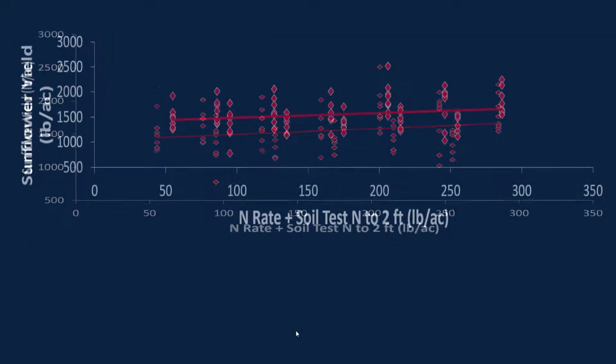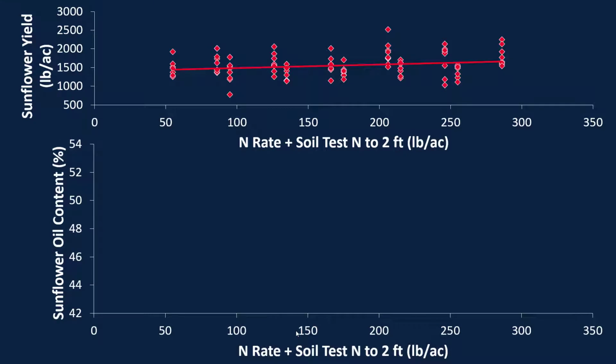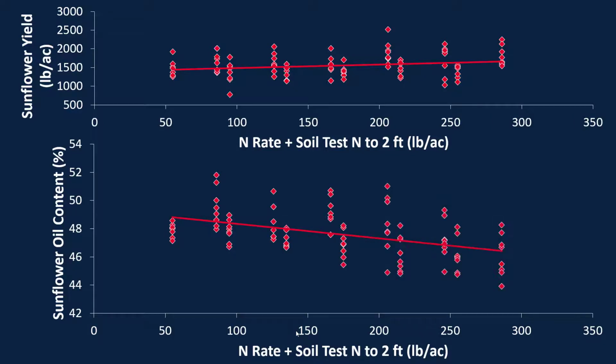However, if we move this graph up to the top a little bit, and then on our new graph we look at this same site year information, but we look at sunflower oil content, we see a different relationship. We actually see that our oil content is decreasing as that N rate plus soil test N level starts to increase. And this was seen regardless of how much the site responded to nitrogen fertilization.